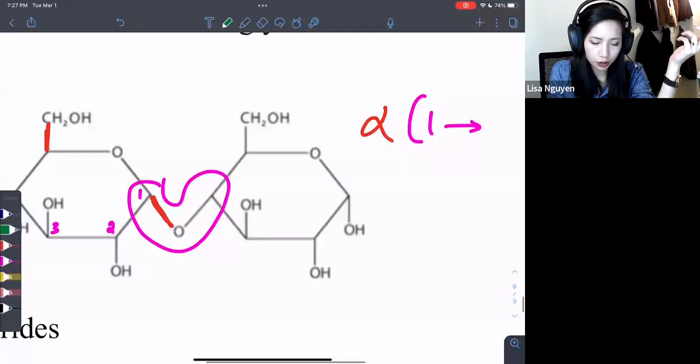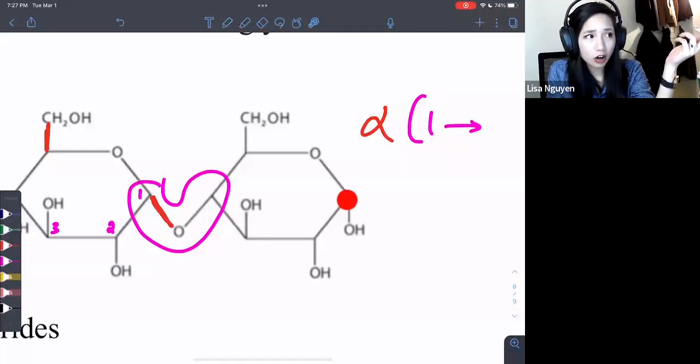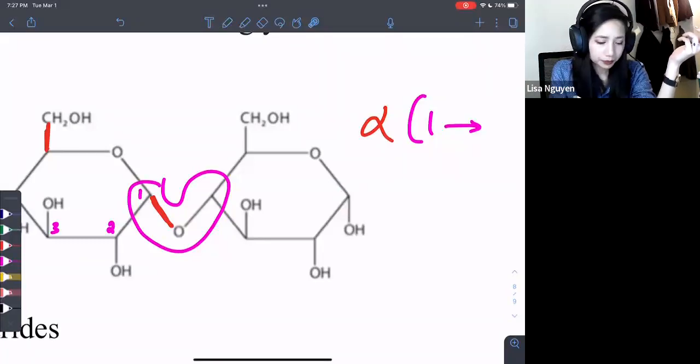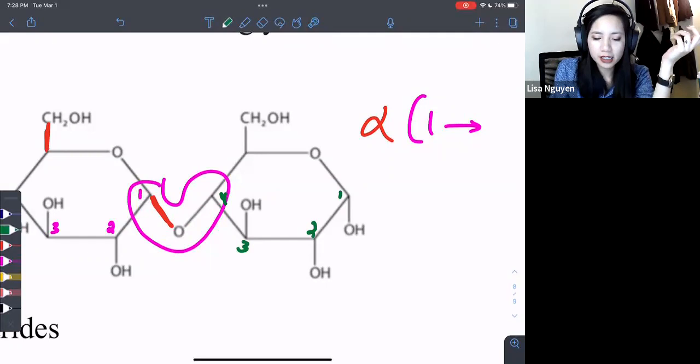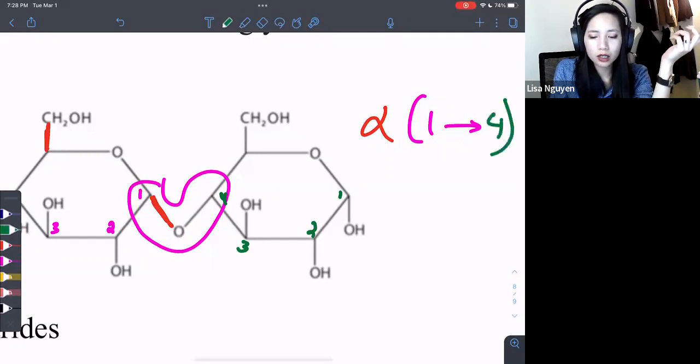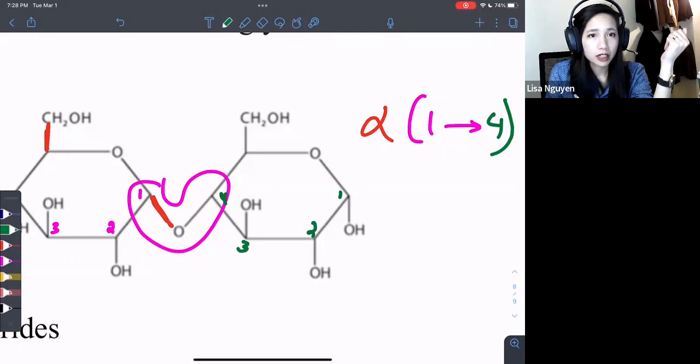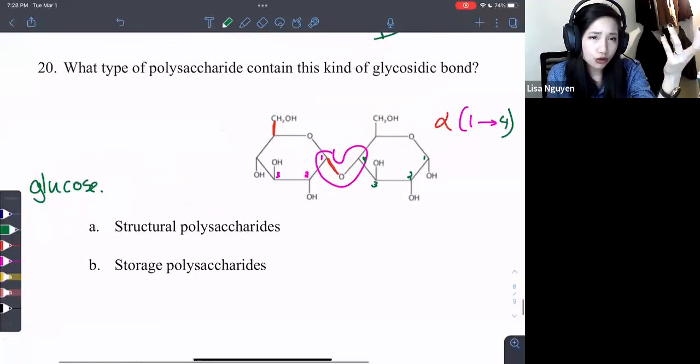I'll pick a different color. We start on the anomeric carbon, which is always the rightmost one. So 1, 2, 3, 4. We are building this glycosidic bond linkage between carbons 1 and 4. So specifically, this is an alpha 1,4 glycosidic bond. But we didn't need the 1,4 part, because of what you should know with structural versus storage polysaccharides.